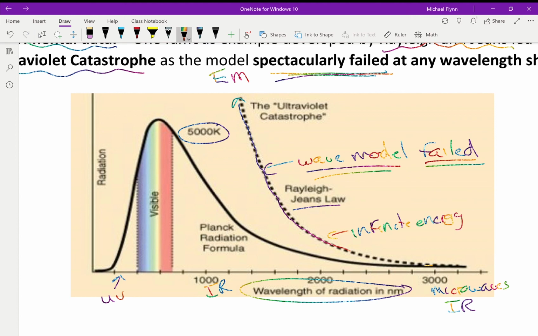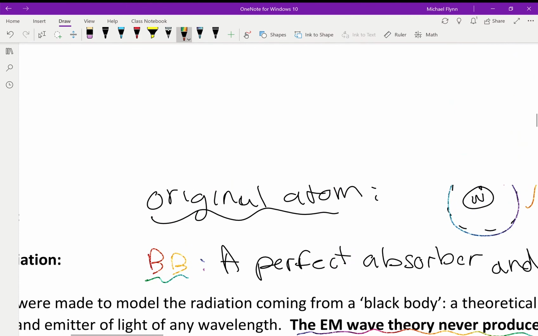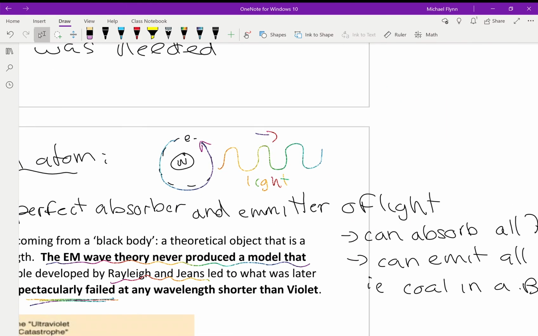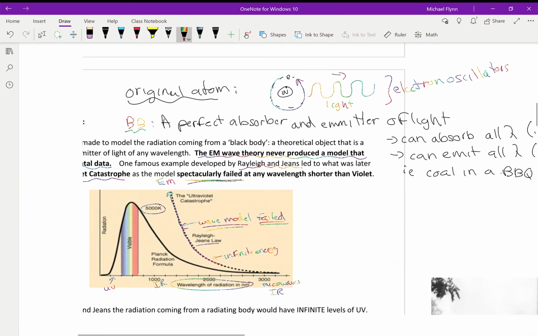And why is that? Well, remember what I was telling you, that they modeled the atoms as little electron oscillators, where the electrons are just orbiting the nucleus. Well, if you're orbiting around like that and your orbit never decays, you've got an infinite amount of energy coming out of that atom. It never stops. And you see, the thing is that it just doesn't work.